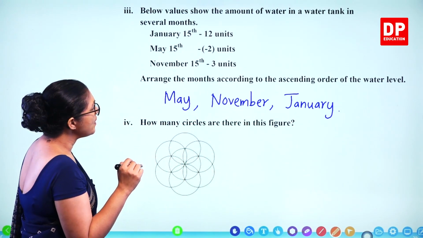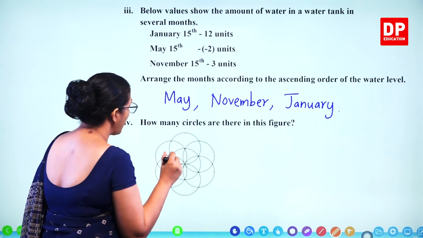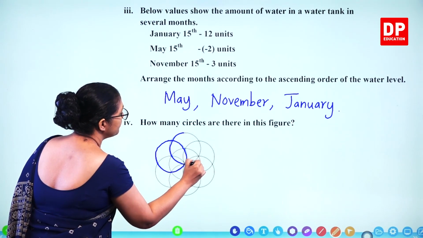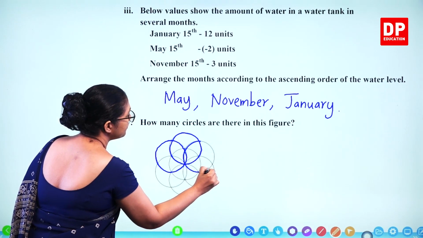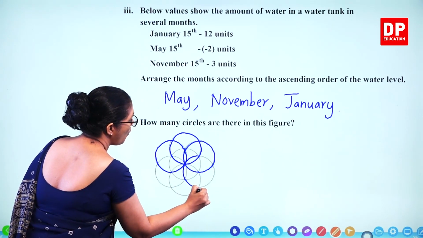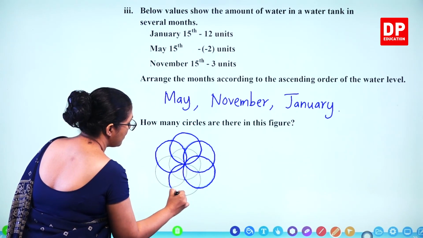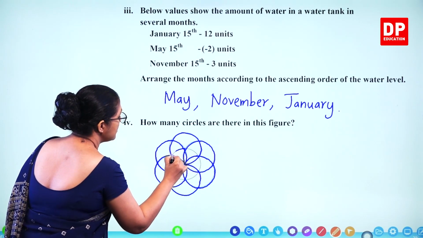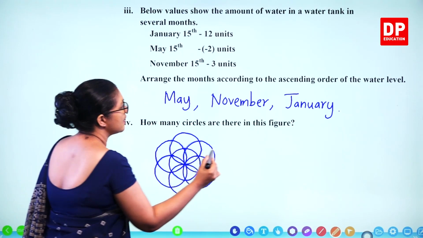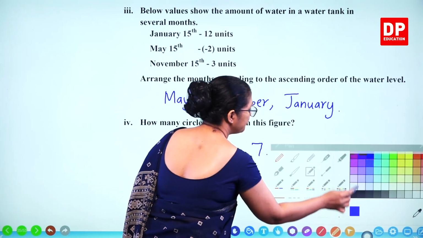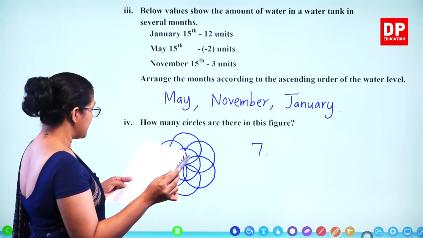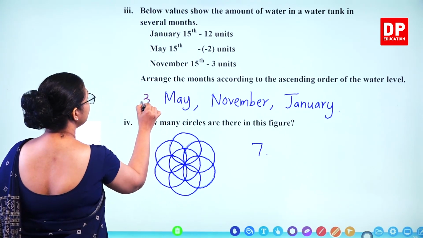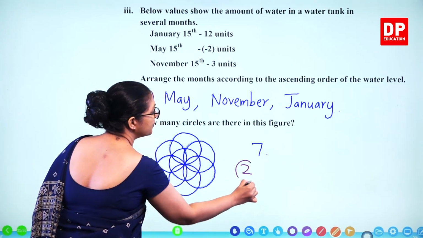Then fourth part, how many circles are there in this figure? So we can circle it and see. 1, 2, 3, 4, 5, 6 and 7. 7 circles are there. So let's see. 3 marks here and 2 marks.